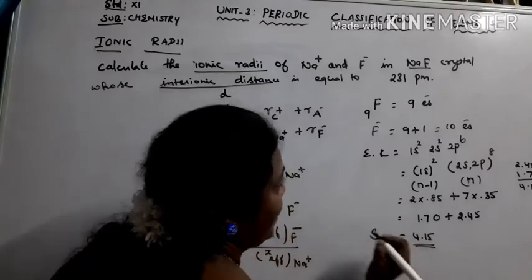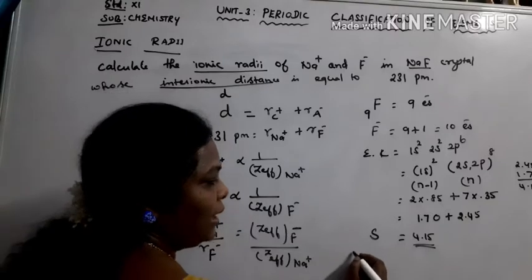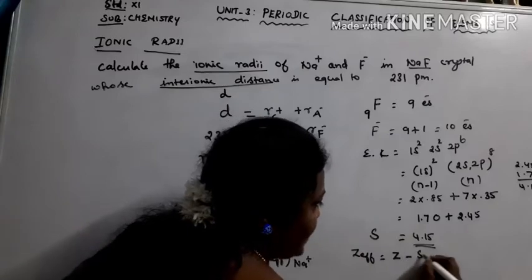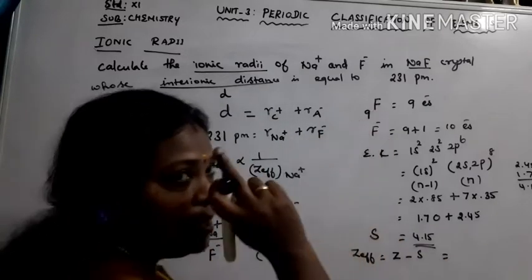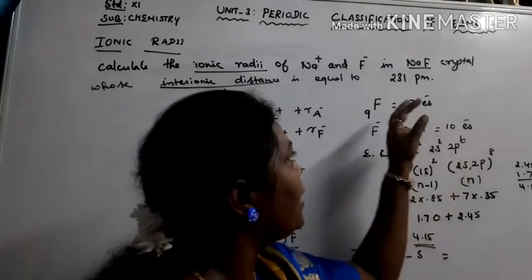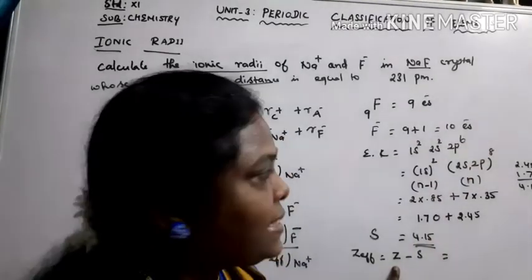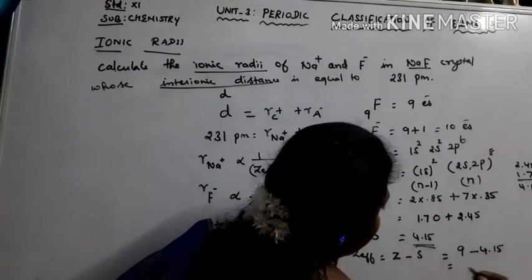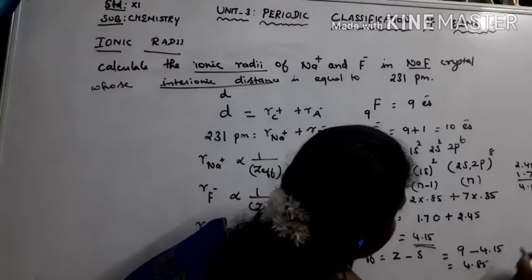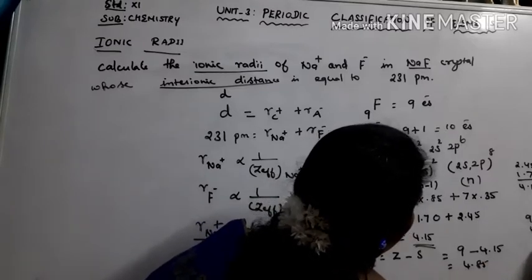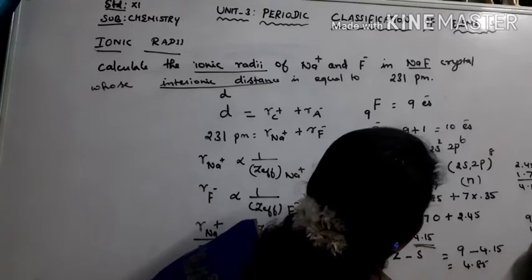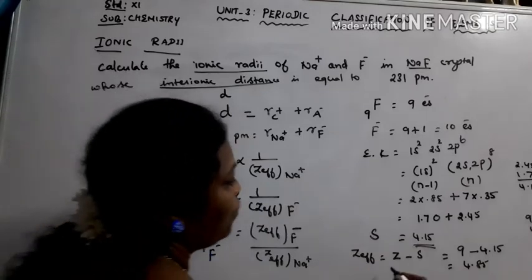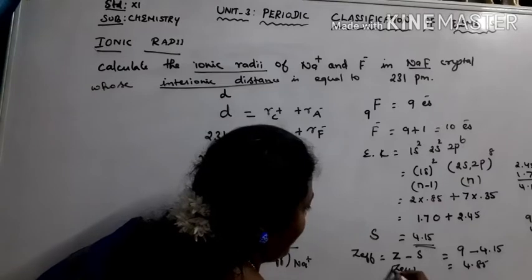This is the S value. How do we calculate the effective nuclear charge? The effective nuclear charge is equal to Z minus S. What is the atomic number for fluorine? 9. Keep it in mind: here you calculate for 10 electrons, but the atomic number remains the same. The atomic number for fluorine is 9. So 9 minus 4.15 is equal to around 4.85. So this is the effective nuclear charge for the fluoride ion, F minus.